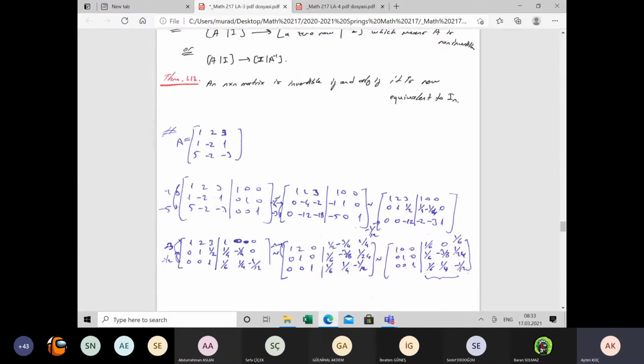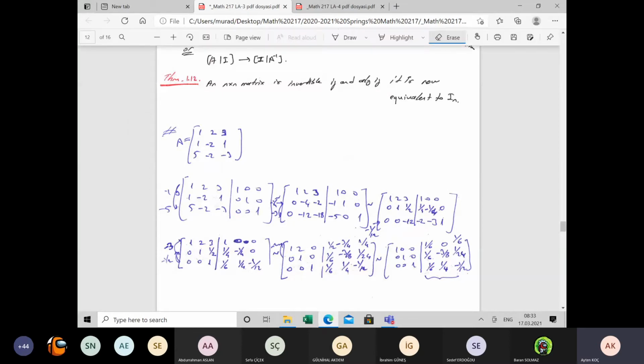Yes, today we will give some examples about the inverse of any invertible matrix, of course. We know this method from the last lecture, and also let's give this theorem. This theorem is important for how to check whether our matrix is invertible or not.